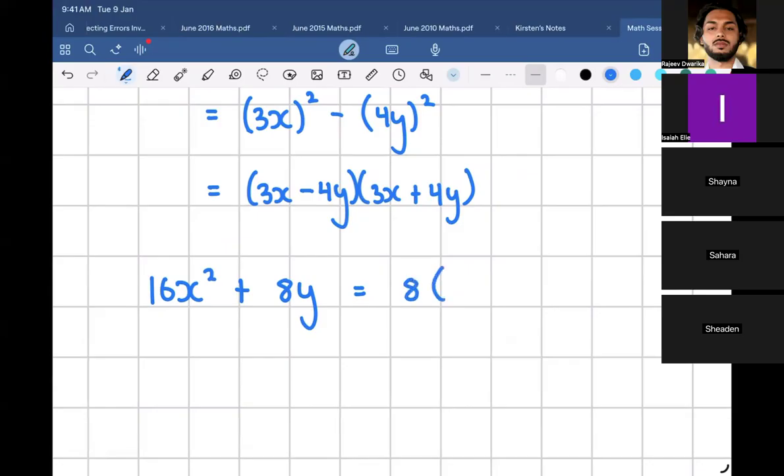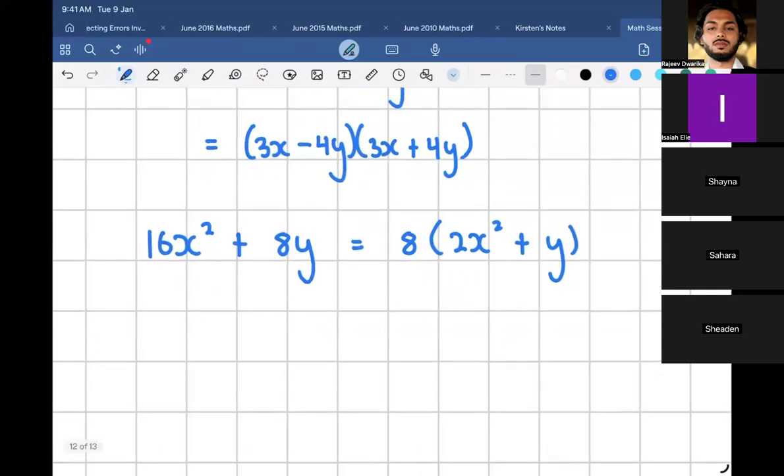8 into 16 is 2, right? So that'll be 2x squared. And 8 into 8 is 1, right? So that'll be 1y. Simple, right? Very simple. Perfect. Let's try 16z squared y cubed plus 24z y squared.